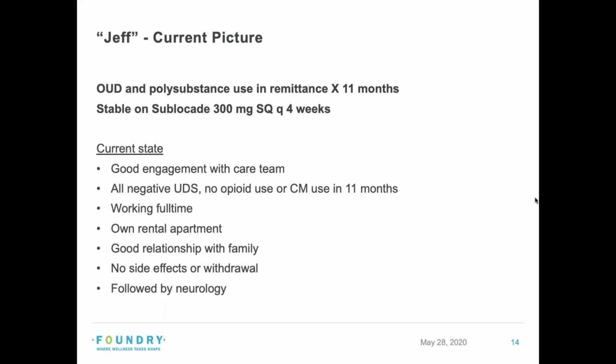His urines have all been negative for everything except for cannabis, with no opioid or crystal meth use in 11 months. He's working full-time and renting an apartment on his own, has a good relationship with his family, and no further withdrawal. And he's continuing to follow up with neurology around his epilepsy.